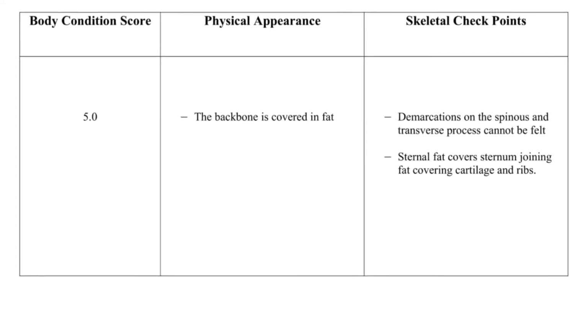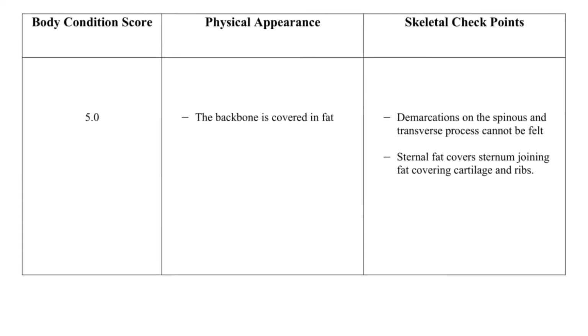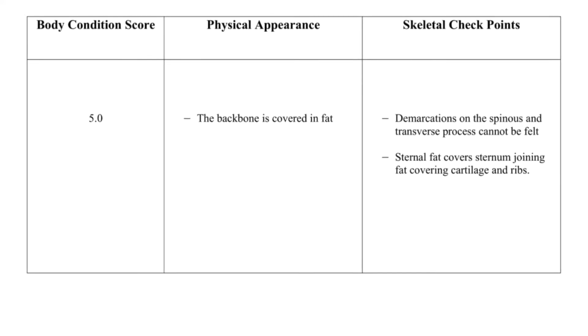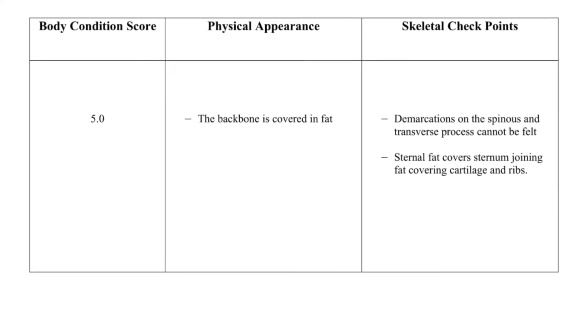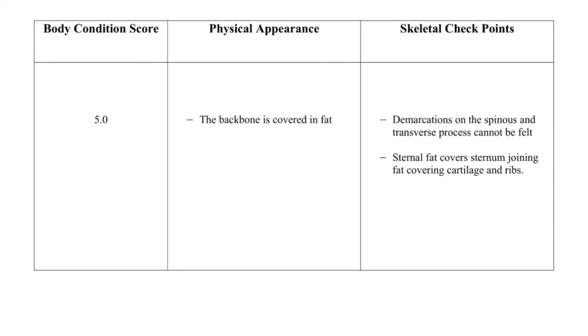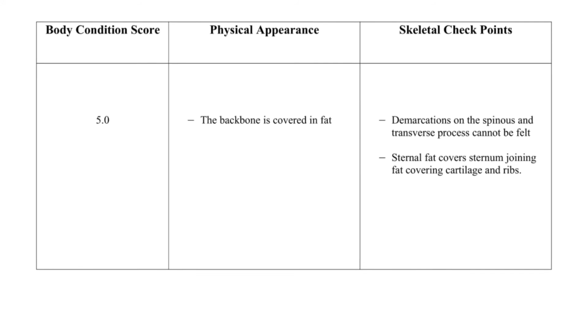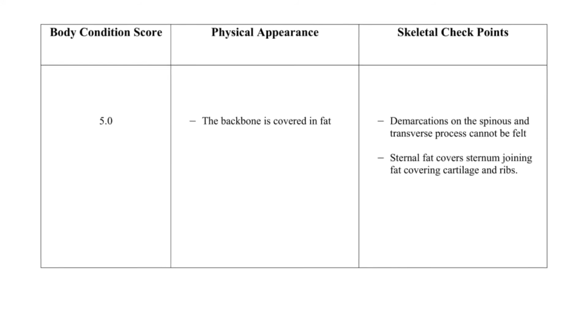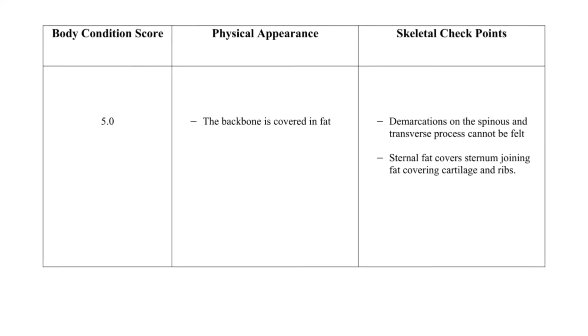An animal with a body condition score of 5, the backbone is covered in fat. The ribs would not be visible. On the animal, demarcation of the spinous or transverse process would not be felt. Fat would cover the sternum, joining fat covering the ribs.